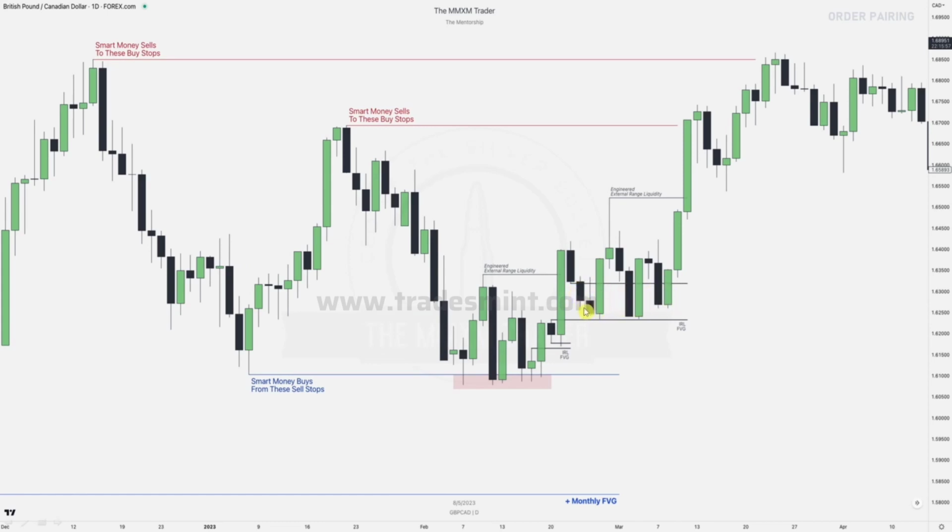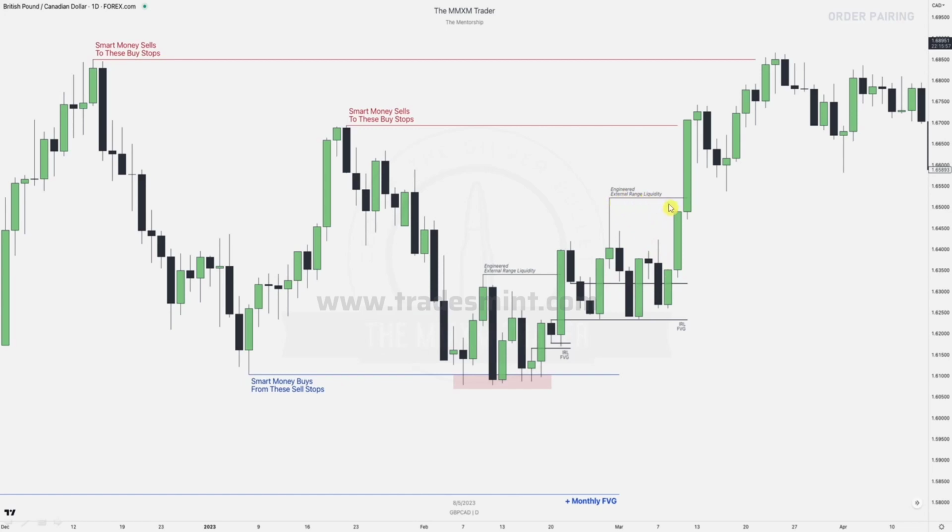The bodies are important, right? The wicks do the damage, the bodies tell the story. So as long as these bodies are respecting this daily fair value gap, we are still good to go into external range liquidity. So we're going from external into internal, into external, back into internal, right? And once we reach internal range liquidity, we start to accumulate here again, going again for that external range liquidity.